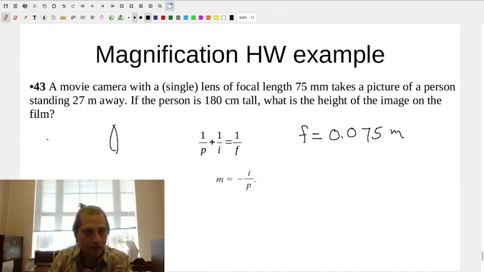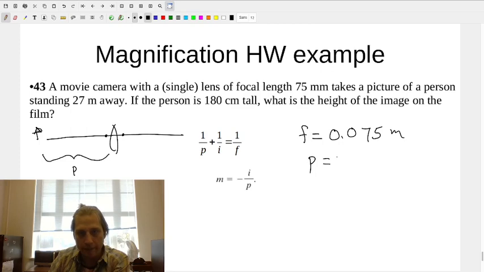So here's your lens. You have some focal length that's very short, and the person is far away. So here is your distance to the person. There's your P, which is 27 meters away. So using this equation, you can find out what your I is, and you should find an image that's upside down, and I'll let you find out where it is.